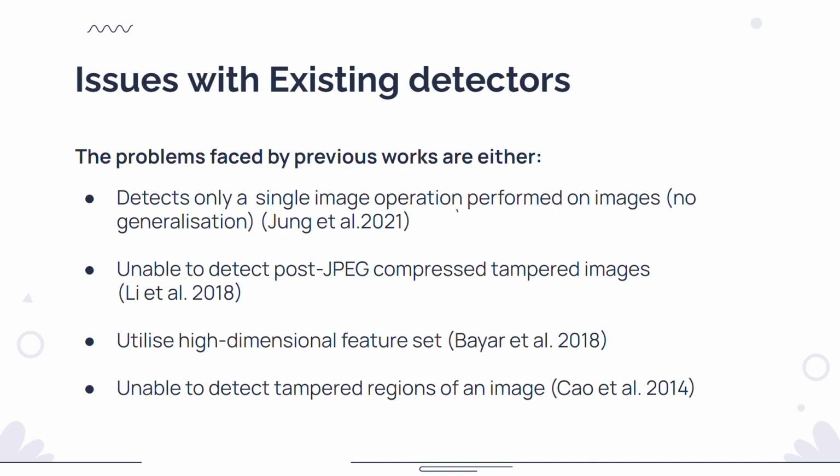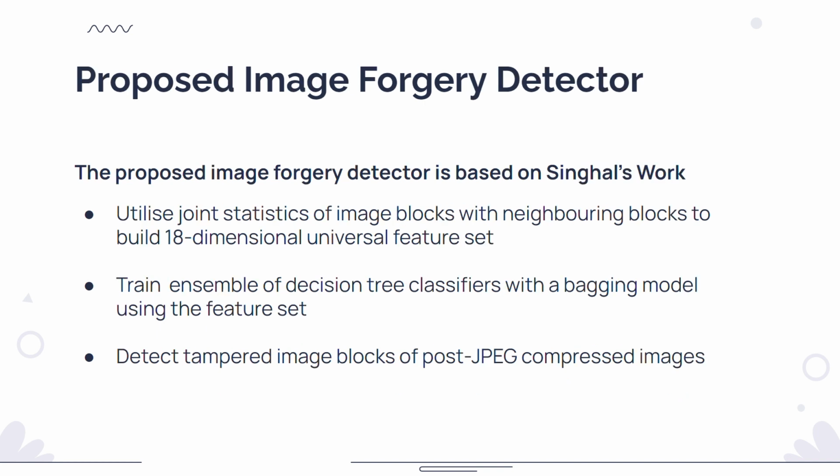Multiple image forgery detectors have been implemented throughout the years. Even though the current state-of-the-art detectors show promising results, they face either of these problems stated in these slides. The proposed image forgery detector is based on the paper Forgery Localization in Images Based on Joint Statistics of Image Blocks with Neighboring Blocks by Singh-Hals, which combats the problems mentioned earlier.